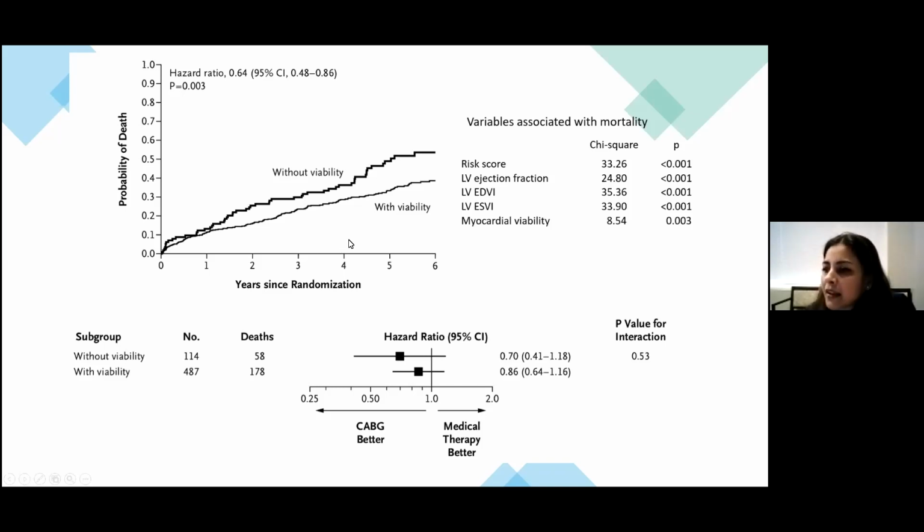That it did not make much difference whether the patients had viability or did not have viability testing done before. And hence, if the patients were treated optimally with guideline-directed medical therapy, CABG versus medical therapy, there is not much difference. If they were treated better with medications, whether they had viability or not, it did not make much difference in the outcomes.